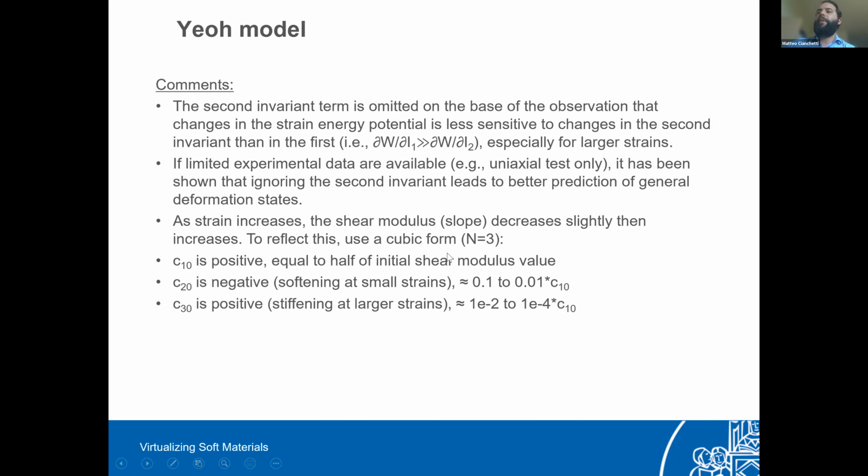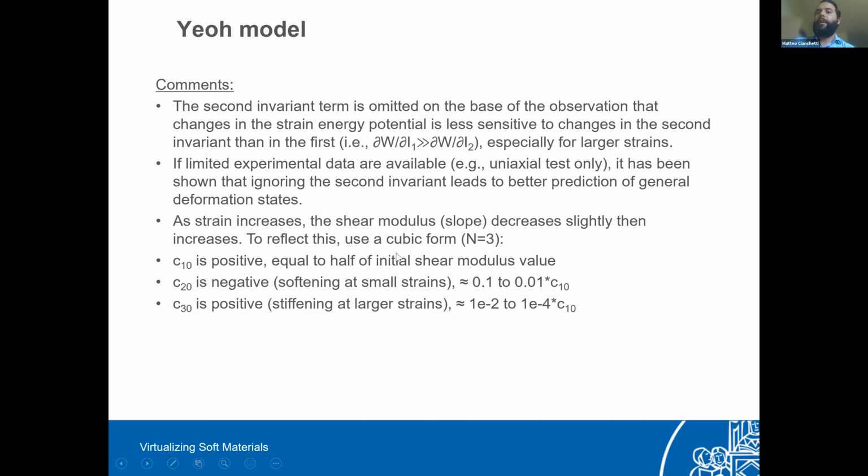And especially if there are very limited data available, for example only a uniaxial test, it has been demonstrated that neglecting the second invariant completely leads to a better prediction.